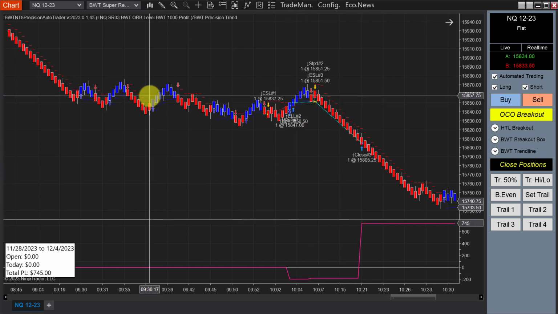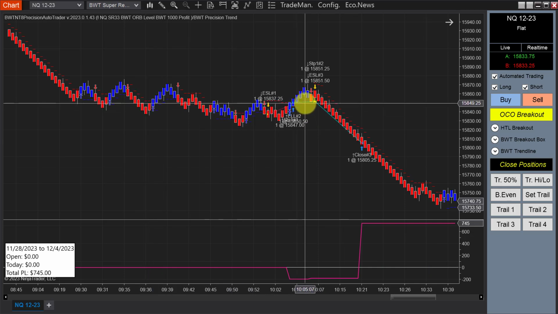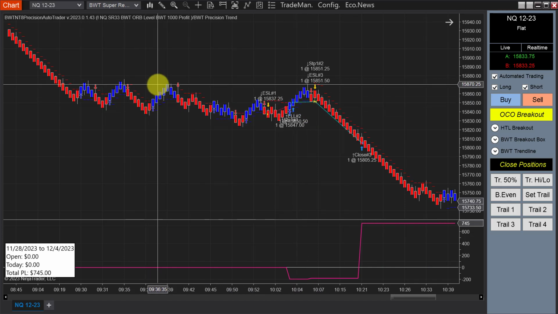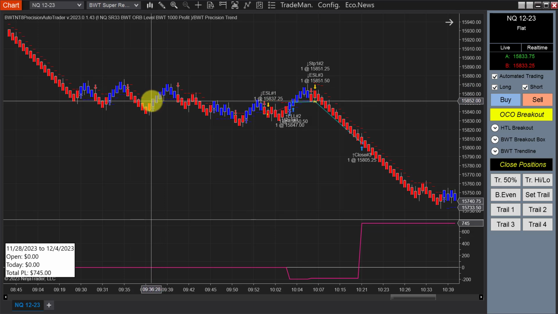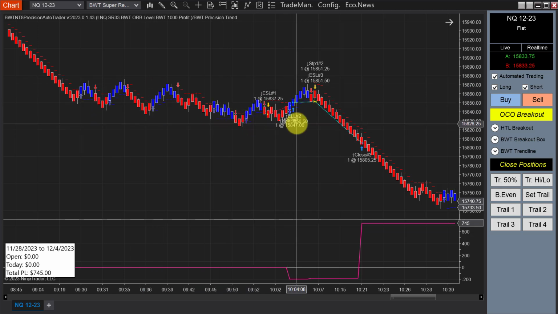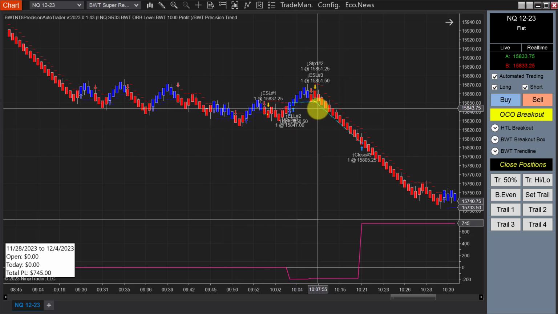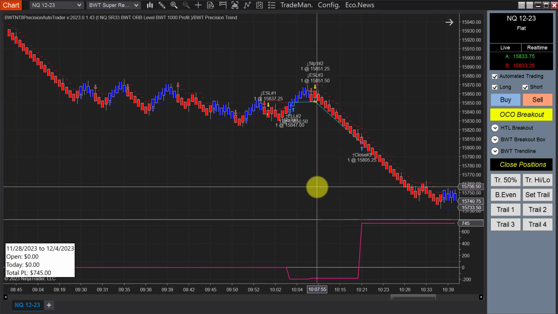And when you get this kind of chop, it can have trades like this which might make a few ticks or break even. So it won't get killed in this kind of chop because these are 33 Super Renko bars, so they're pretty sizable. That eliminates a lot of noise.